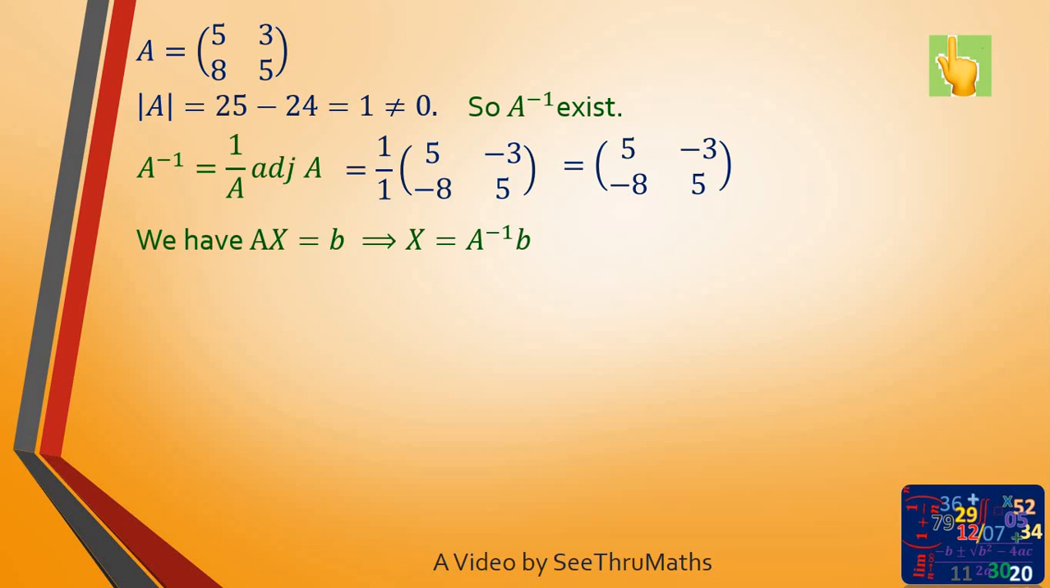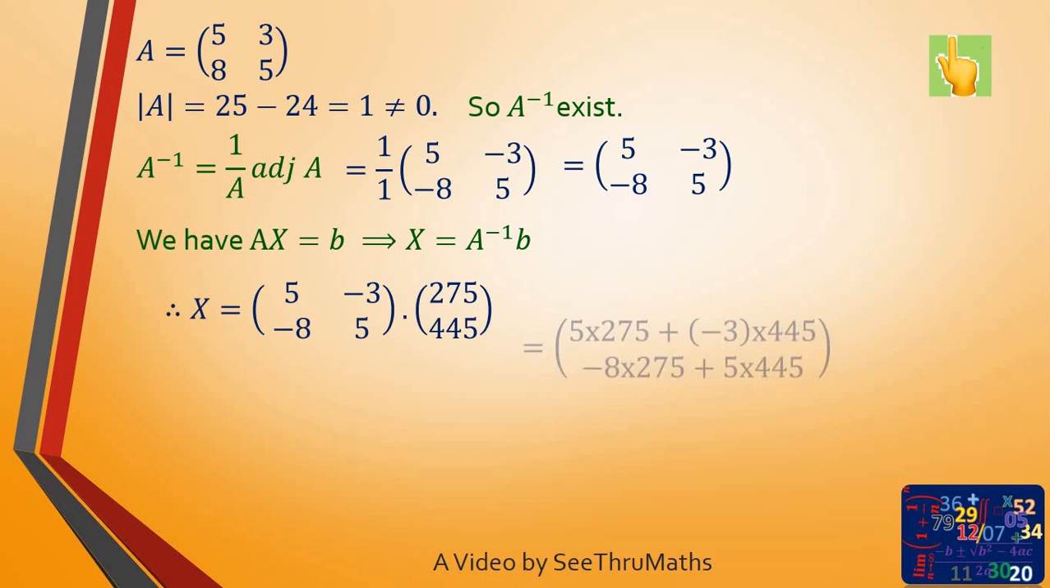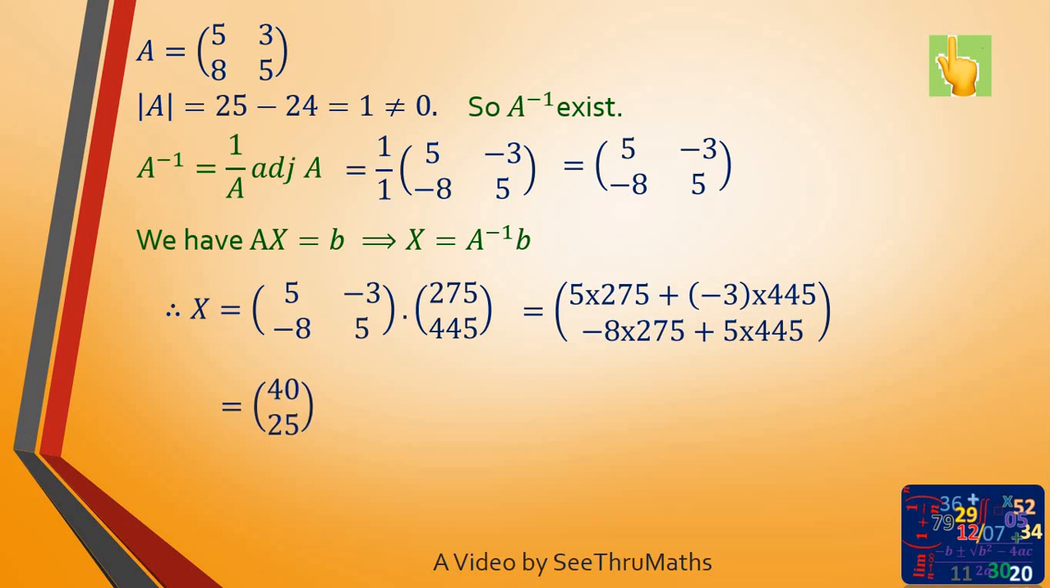We have Ax is equal to B. So this implies that x is equal to A inverse B. Therefore, x is equal to 5, minus 3, minus 8, 5. Multiply this one with the B vector. We get the answer 40, 25. That means x value is 40 and y value is 25. That is the solution of the given system of linear equations.